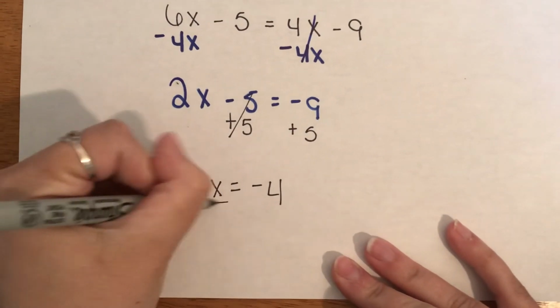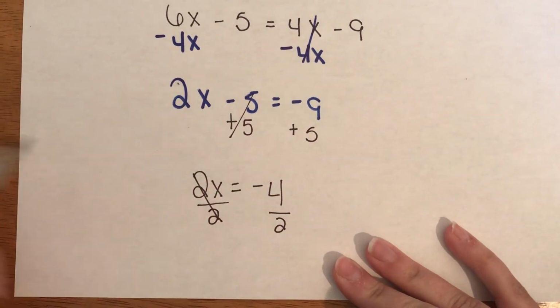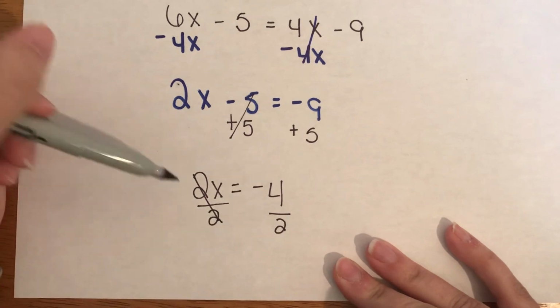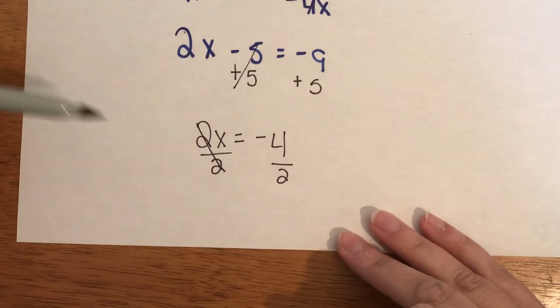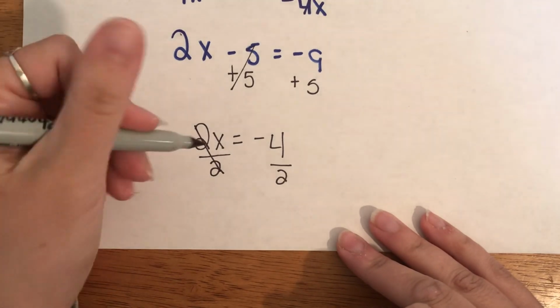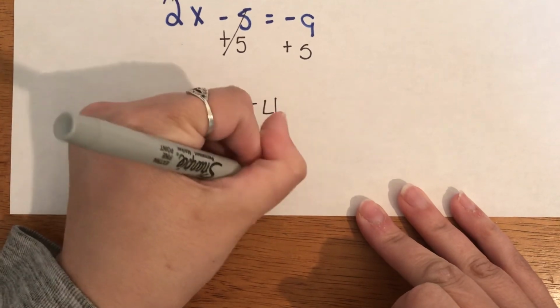My last step is to divide both sides by 2. And the reason I'm dividing both sides by 2 is because 2x, when they're touching, it means they're being multiplied, and the opposite or inverse of multiplication is division. My final answer ends up being x equals -2.